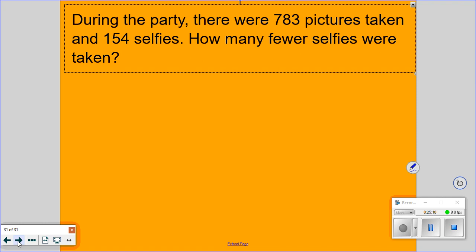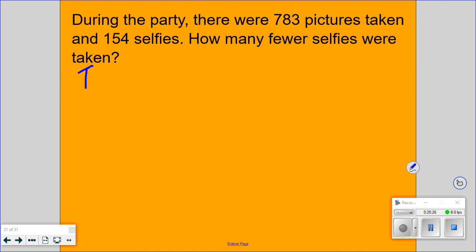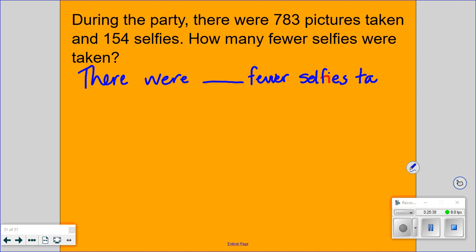Read that problem one more time. Go ahead and write an answer sentence. You're writing. All right, Addison, what could be our answer sentence? There were blank fewer selfies taken. If you have something similar to that or that exact one, awesome. There were blank fewer selfies taken. We've had that conversation a lot. You know the answer to that question.